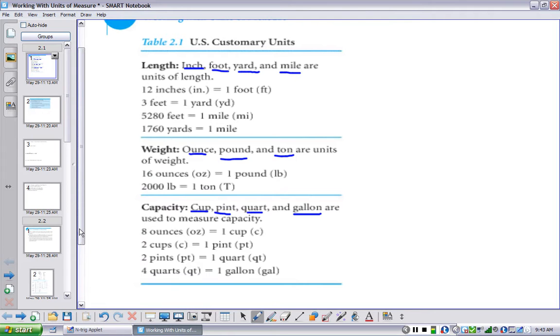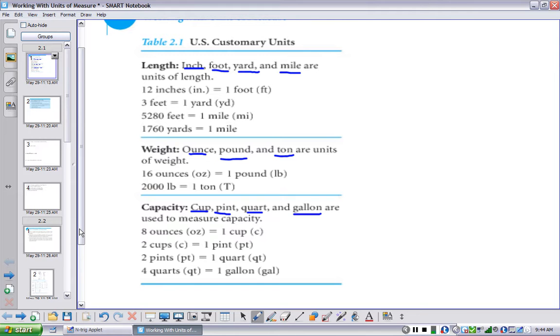We have customary measurements like 12 inches is 1 foot, 3 feet is 1 yard, 5,280 feet is 1 mile, 1,760 yards is 1 mile. If you cook, 16 ounces is a pound. 2,000 pounds is a ton, 8 ounces is a cup, 2 cups is a pint, 2 pints is 1 quart, 4 quarts is 1 gallon. Okay, these are measurements that we use in the United States.